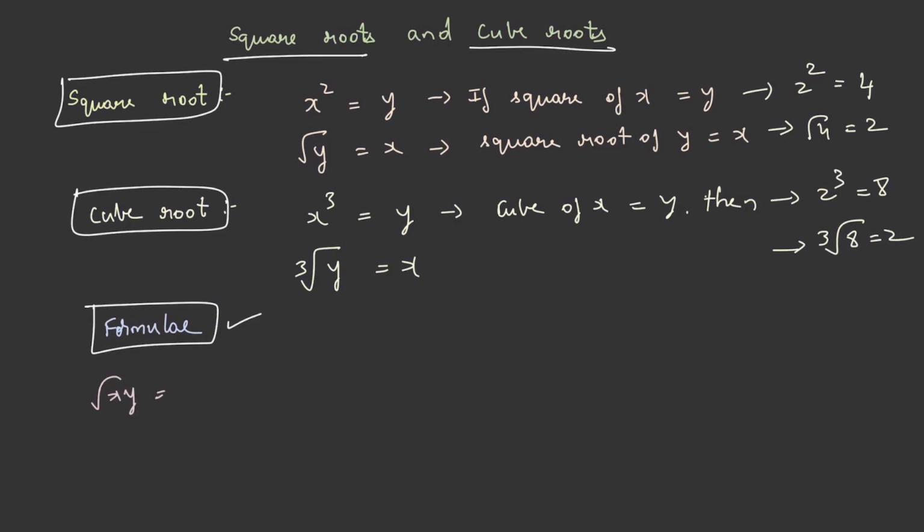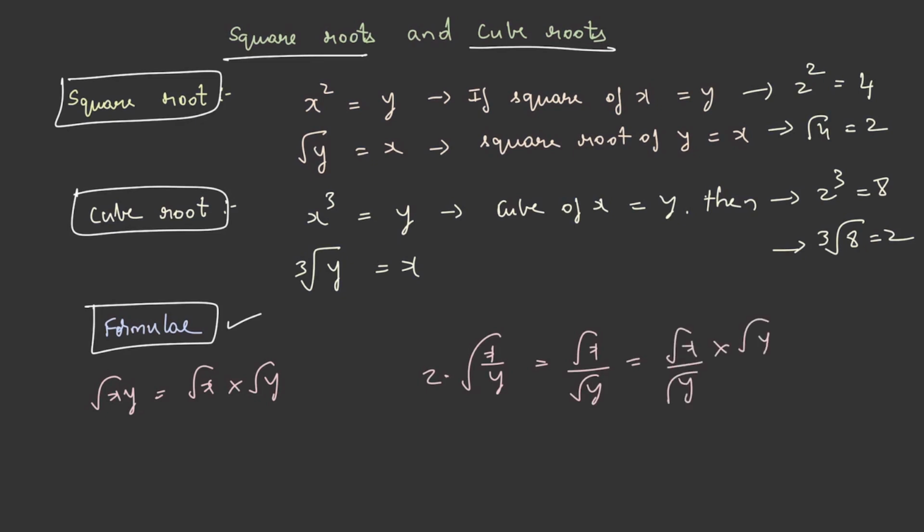Root of xy is equal to root of x into root of y, and root of x by y is equal to root of x by root of y, which can be written as root x by root y into root y by root y. We have multiplied root y to the numerator and denominator, and this gives us root of xy by y. So root of x by y is equal to root of xy by y.